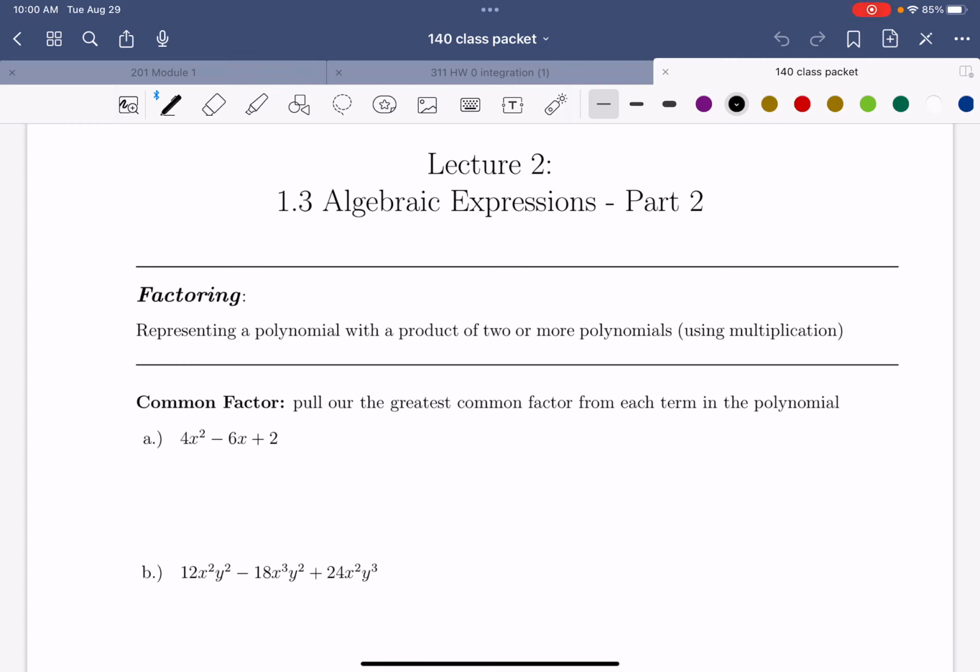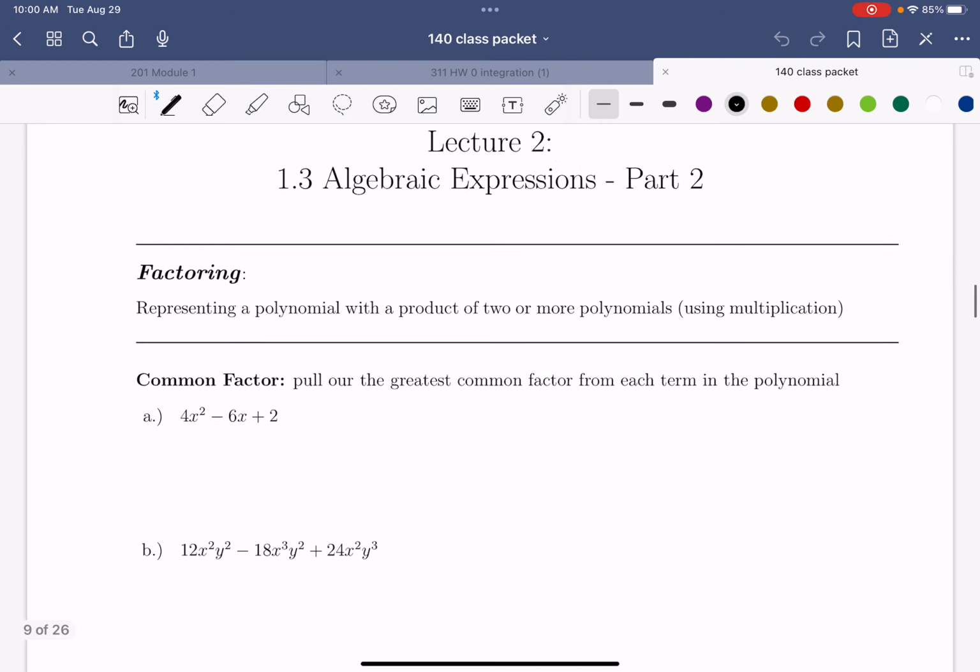So we are still in section 1.3, algebraic expressions, but now we're going to talk about part 2. In the last section, we talked about simplifying our expressions, and now we're going to talk about factoring. Factoring is going to be super common as we go through both this course and in calculus, so we want to make sure that we're good to go with factoring.